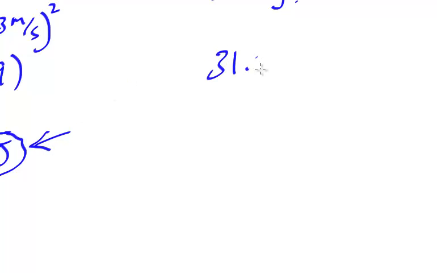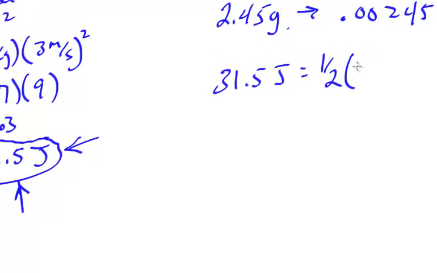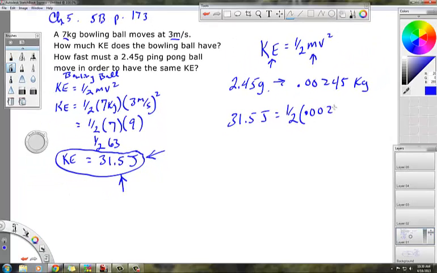So we plug in 31.5 joules equals 1/2, that's always going to be there, by the way, times 0.00245 kilograms times v squared, which we don't know. All right? So doing some math here, 31.5 equals half of this. 1/2 times this is 0.001225. As annoying as it is, we need to divide by that.